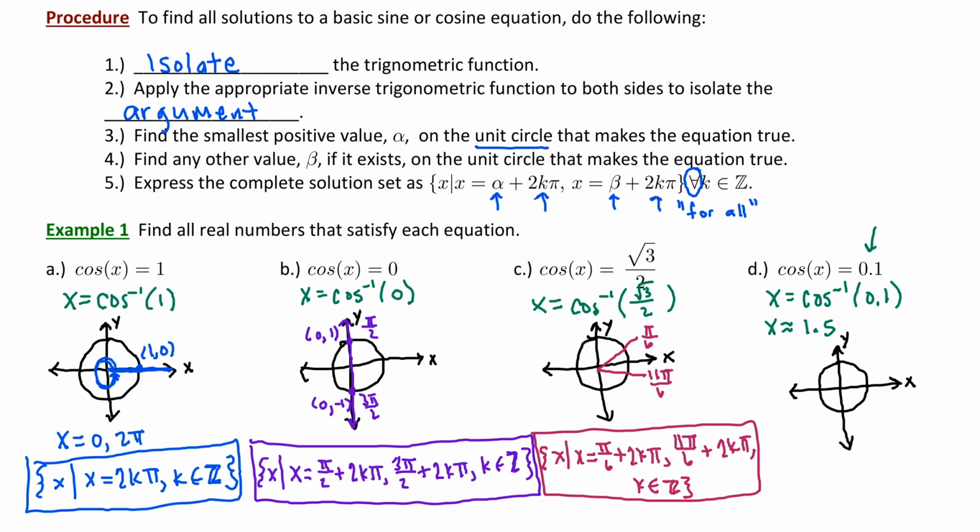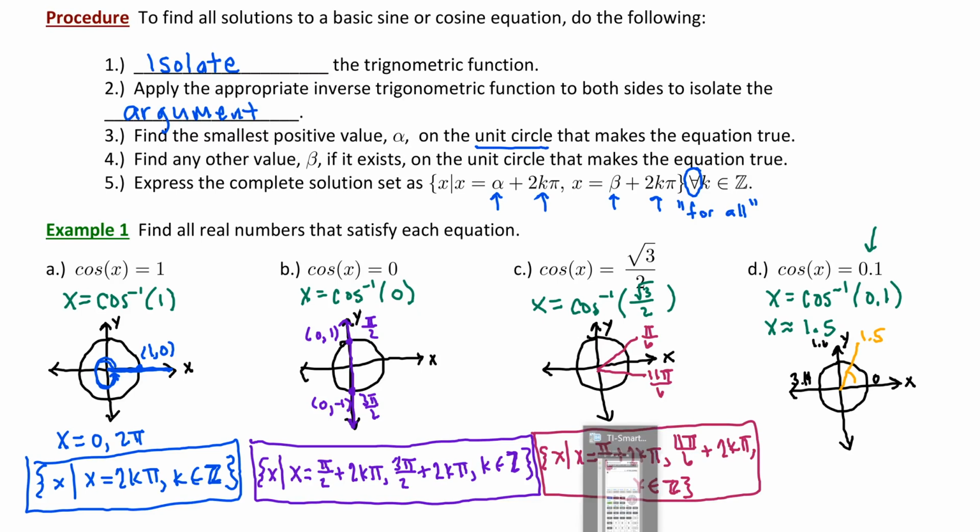Now remember, this is 0 radians and 180 degrees is 3.14 radians. Pi over 2 is approximately 1.6 radians. So 1.5 radians then is going to be somewhere over here in quadrant 1.